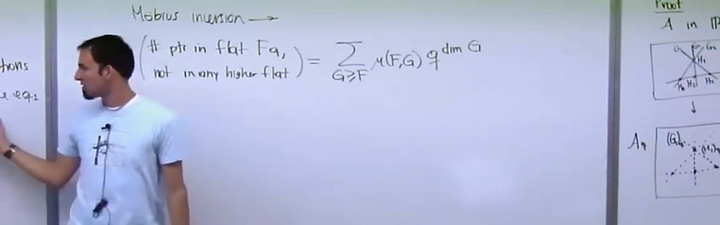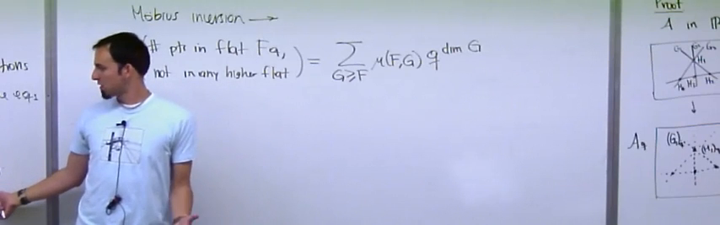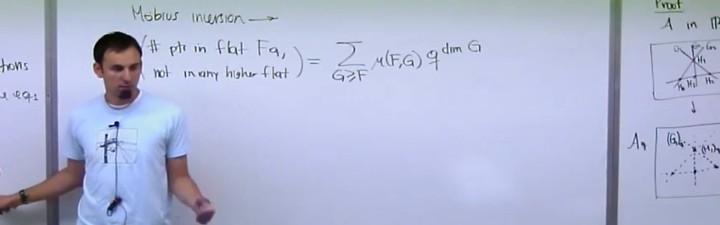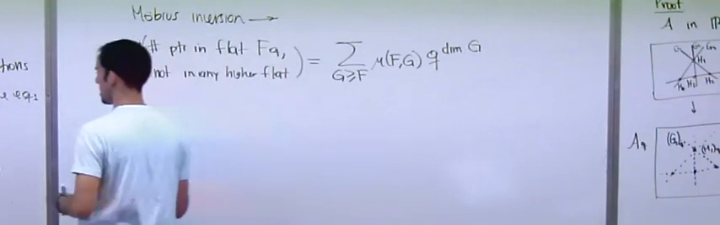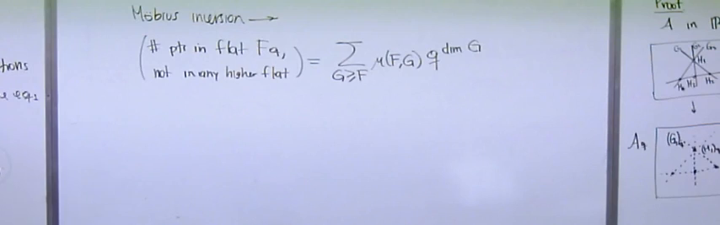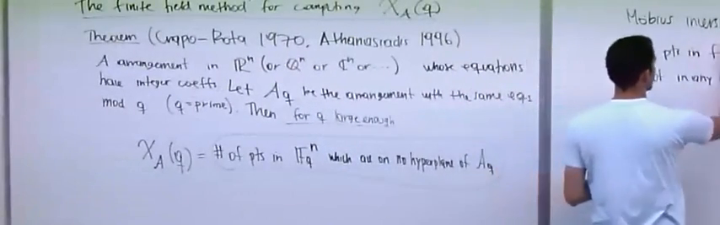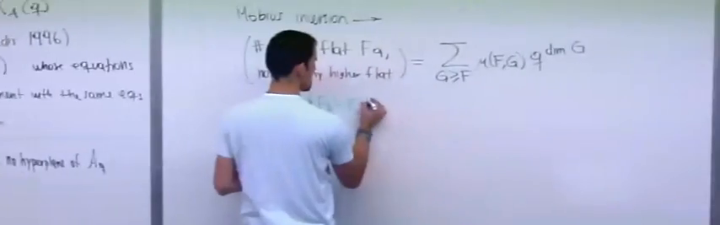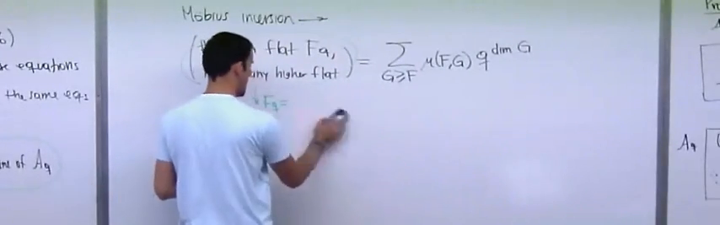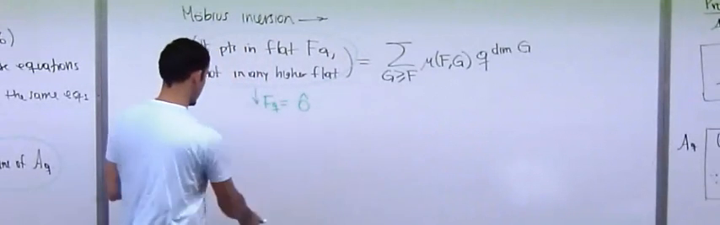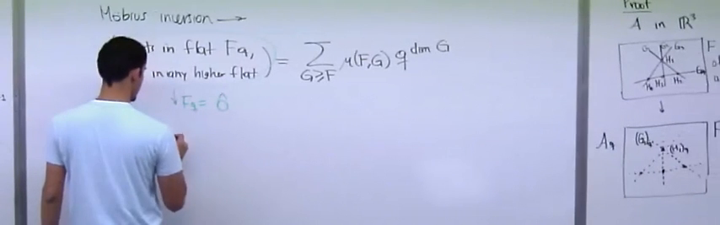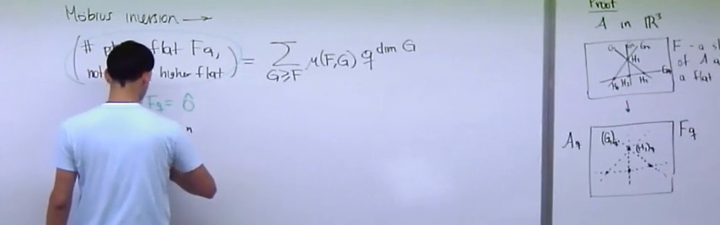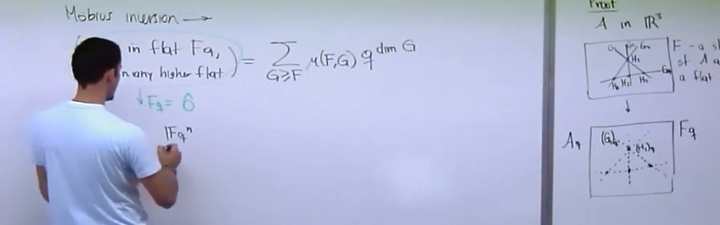But you see, what is the right-hand side here? The right-hand side is the number of points which are in the bottom flat. The bottom flat is F_q^n, and are in no hyperplane. They're not in the higher flats. So this expression that I have right here is exactly this expression for the bottom element. So maybe I'll just say the bottom element. I get the number of points in F_q^n, but not in any higher flat. And of course, if I say that it's not in any hyperplane, then it's not going to be in anything else.